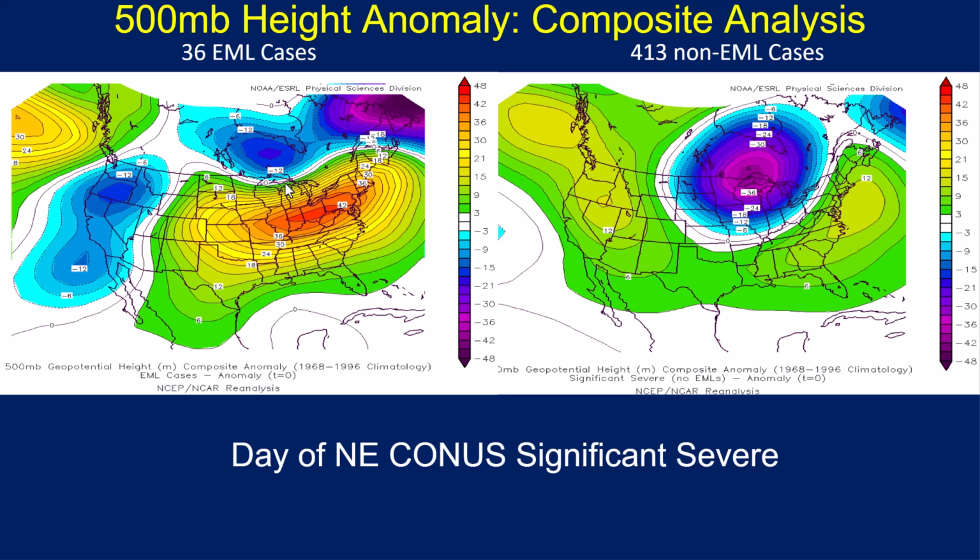A negative anomaly is present along the west coast, a feature that doesn't appear in the non-EML composite, where there are positive 500 millibar height anomalies across the Intermountain West. Also, the non-EML composite on the right features a stronger and more meridional upper trough and associated negative height anomaly. So the synoptic regimes are dramatically different. For EML cases, we are seeing the importance of the mid-level ridge and potential anticyclonic curvature prior to severe convection, helping to maintain the EML plume eastward.